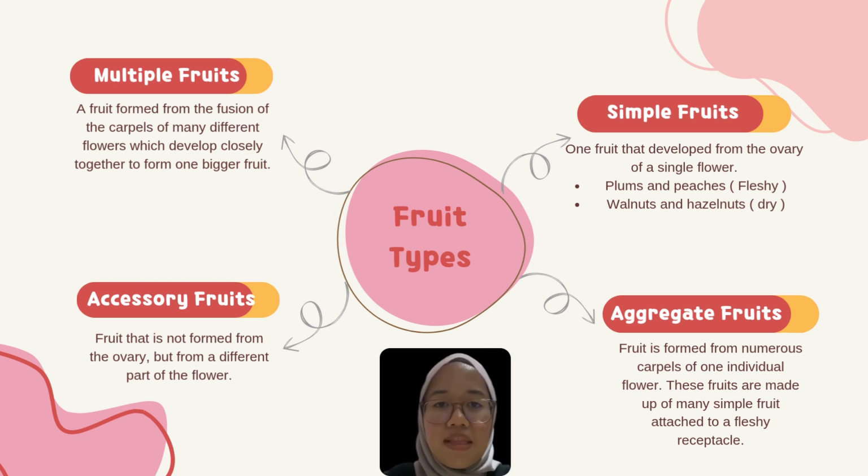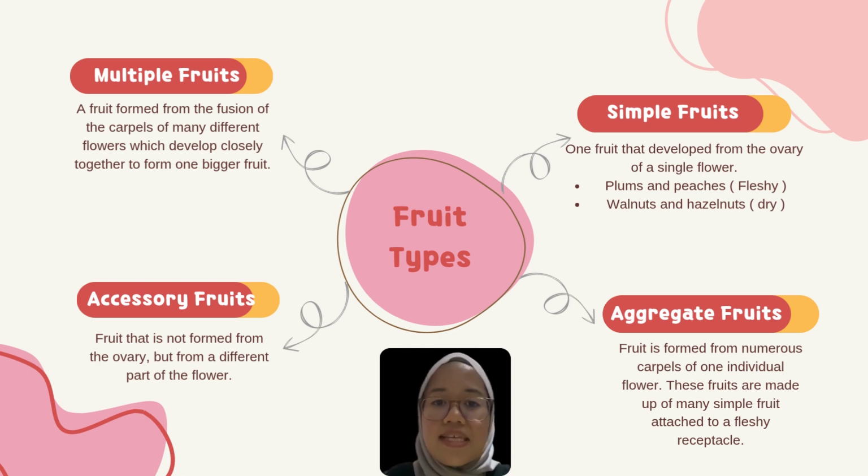Third is multiple fruit, a fruit formed from the fusion of the carpels of many different flowers which develop closely together to form one bigger fruit. For example, a pineapple. Every eye on the pineapple surface started as a separate flower, but they all fuse to create the single fruit we eat.